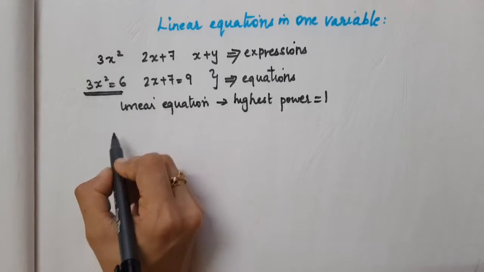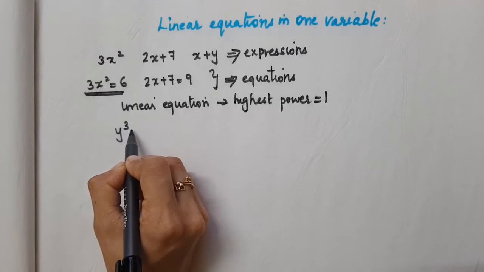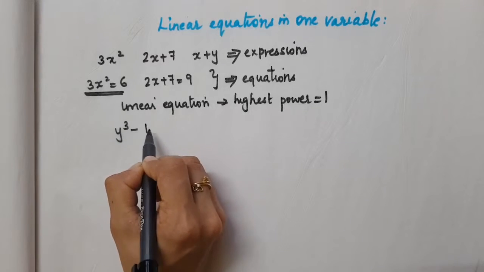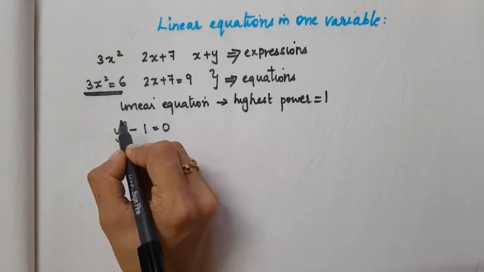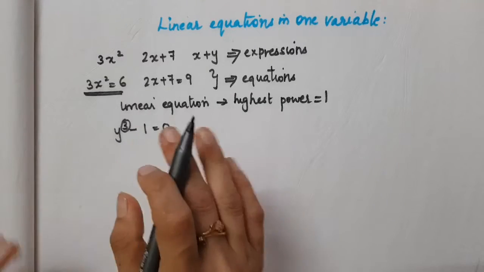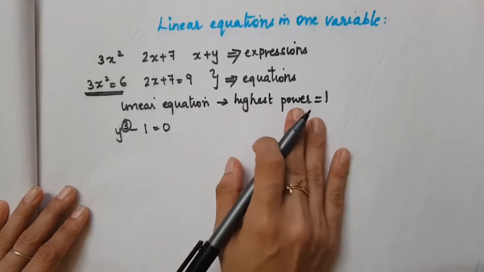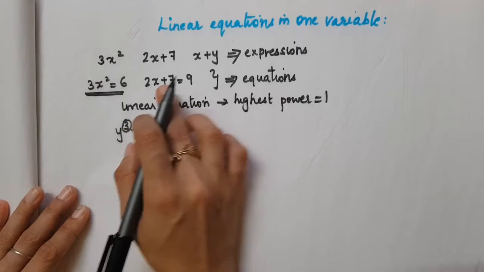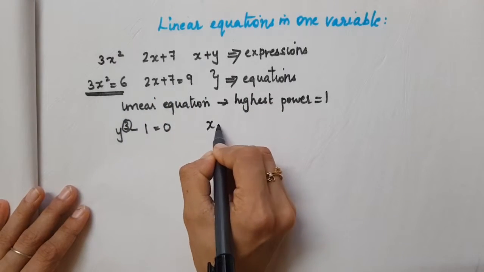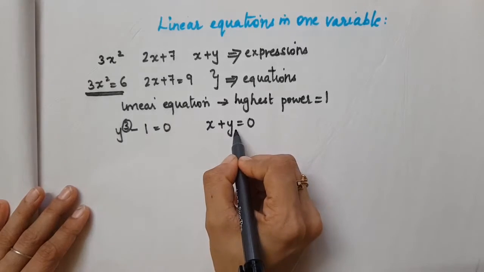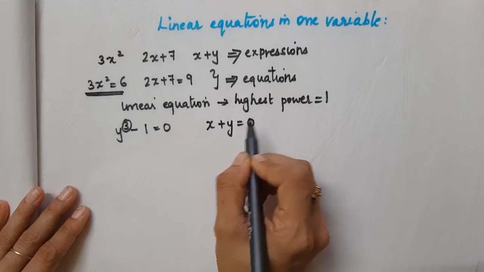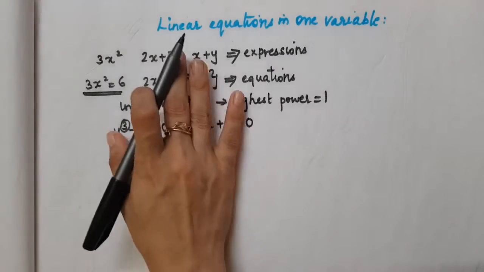Okay. Even let's say y cube minus 1 is equal to 0. This is not a linear equation because the highest power is 3. So in the equation the highest power should be 1. So this is a linear equation. Let's say x plus y is equal to 0. This is a linear equation because the highest power is 1. Now we know what linear equations are.